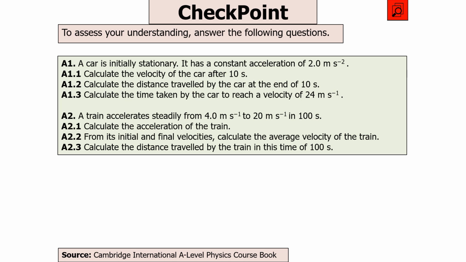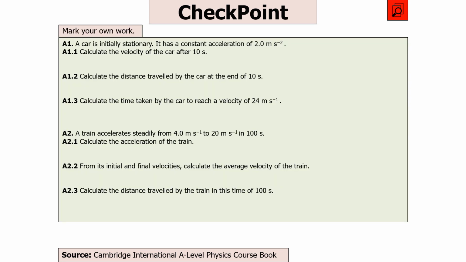Then in another example, a train accelerates steadily from 4 meters per second to 20 meters per second in 100 seconds. Calculate the acceleration of the train. From its initial and final velocities, calculate the average velocity of the train. And then thirdly, calculate the distance travelled by the train in a time of 100 seconds. So pause the video now, then unpause the video when you want to go through your answer.